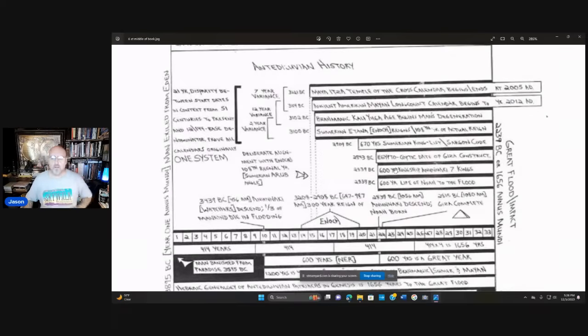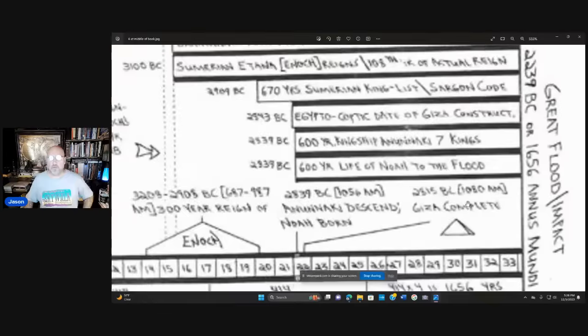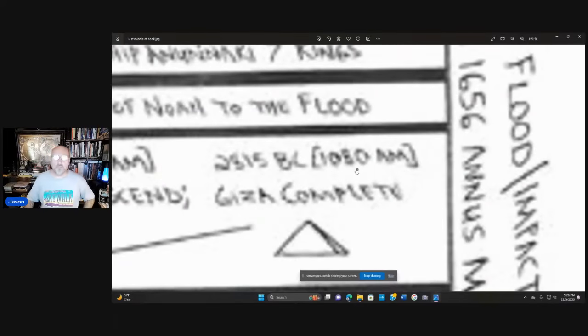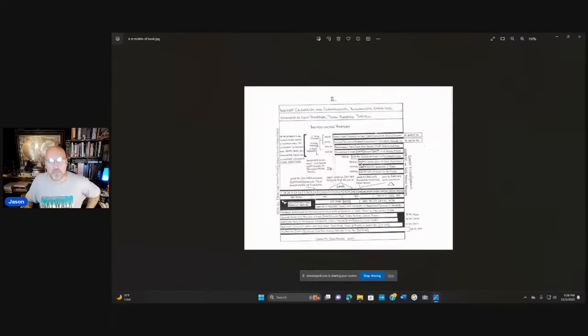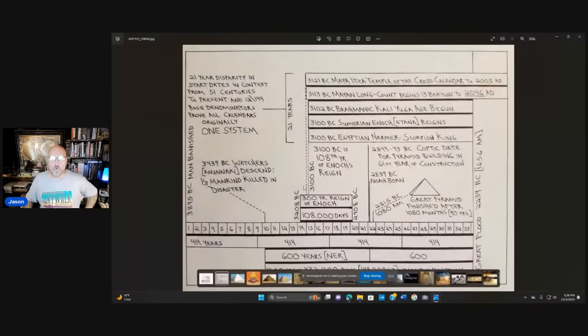So the reason I'm mentioning this is because the number 1080 is connected to the Great Pyramid. Not only did it take 1080 months to build, 90 years, but 2815 BC is the year 1080 Annus Mundi. That's the year 1080 right there, 1,080 years since the Adam and Eve reset destroyed the entire world and started year one.